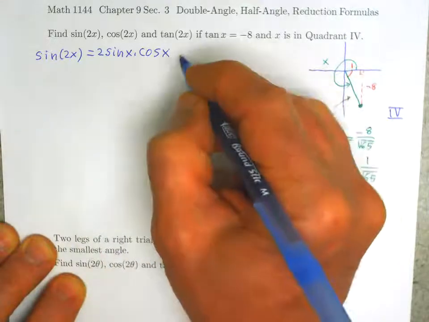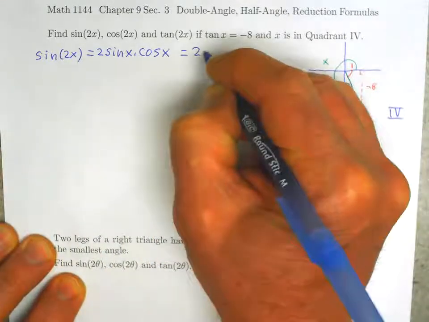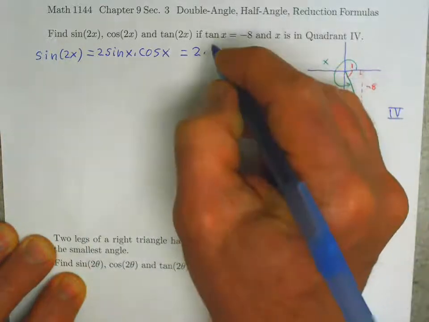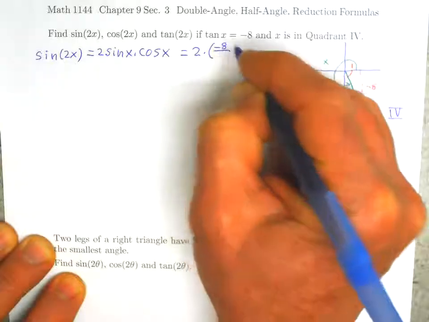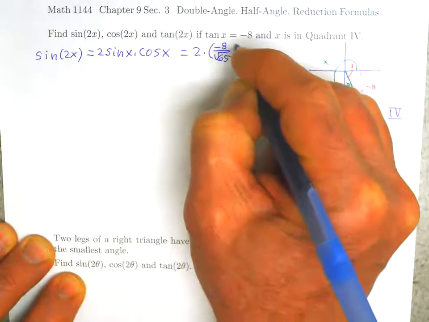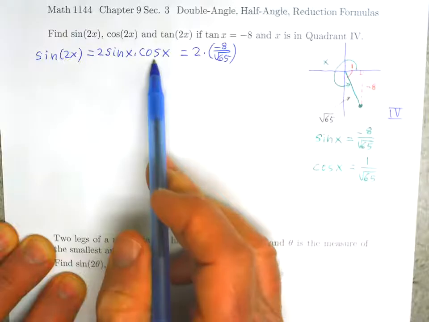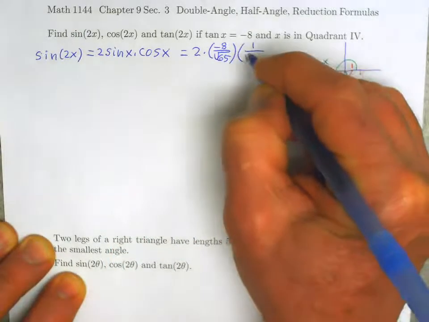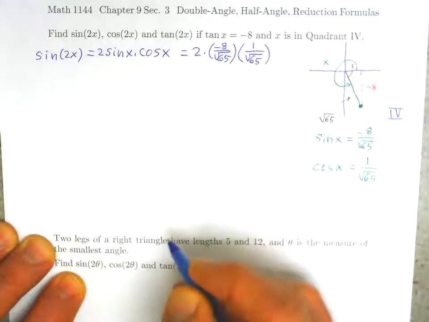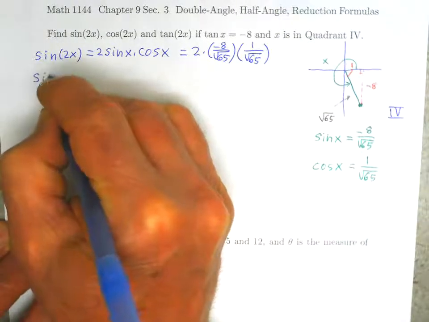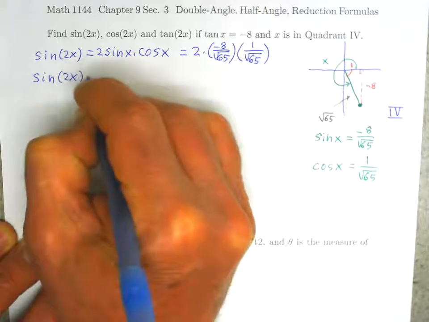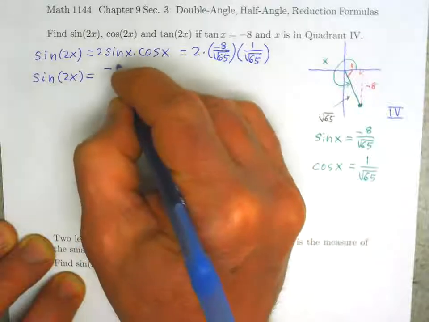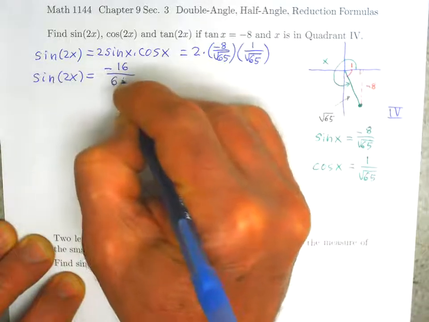So sine of 2x then is 2 times what sine of x is. Sine of x is negative 8 over the square root of 65. And we multiply that by cosine of x, which is 1 over the square root of 65. And we can do a little bit more arithmetic. Sine of 2x then is negative 16 over 65.